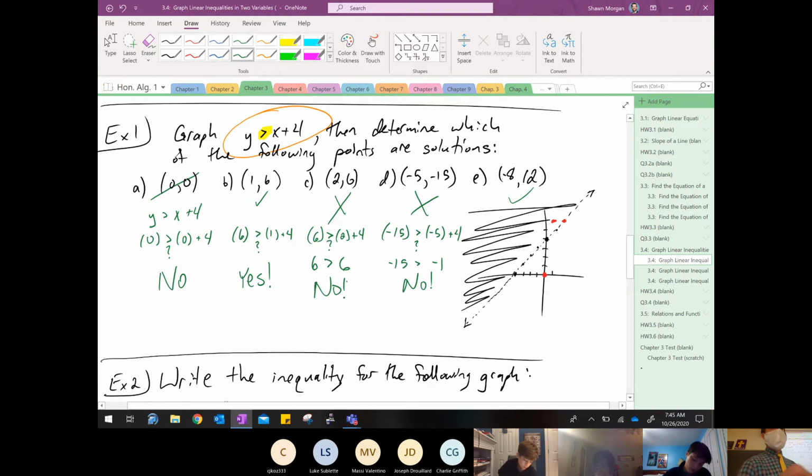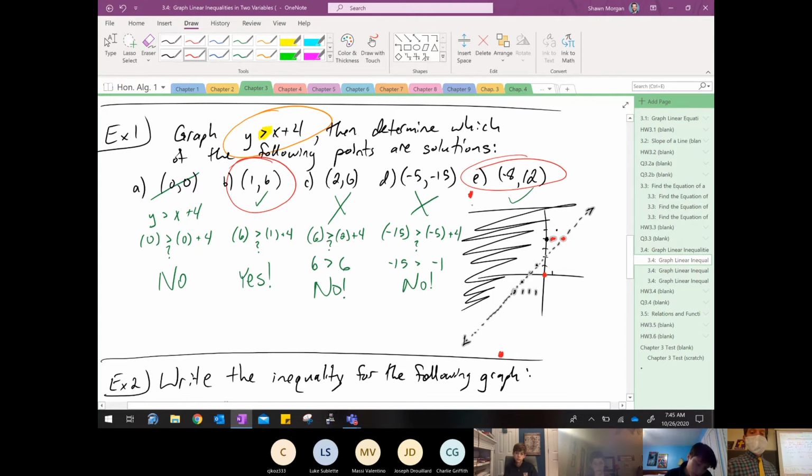Okay. Same thing with -5, -15. It doesn't take a brain surgeon to figure out that way down here, -5, -15, we weren't getting a true statement. But -8, 12, way on over here somewhere, is in the shaded region. So the two ordered pairs that we said we liked were in our shaded region, right? There was E, there was B, and we said we liked that. C we did not like, A we did not like, D we did not like, okay? Any questions on example 1 and how that worked out?